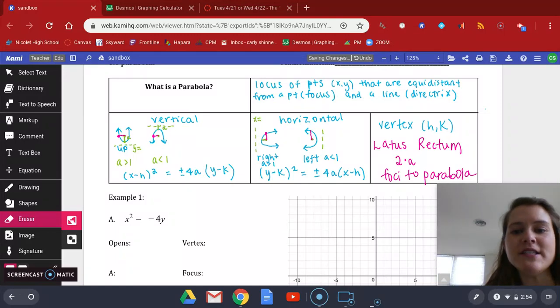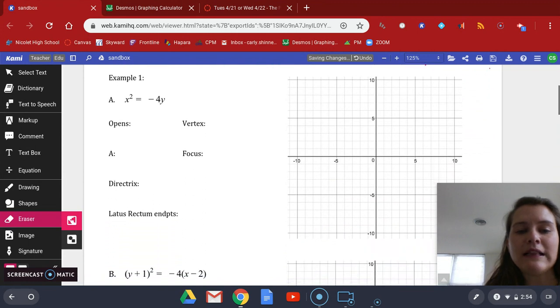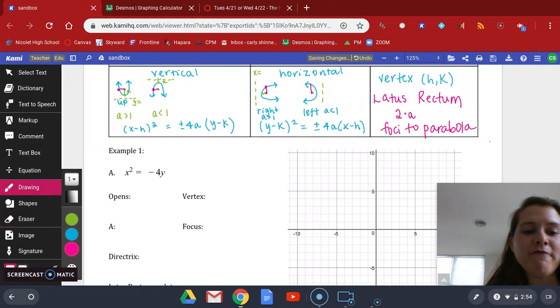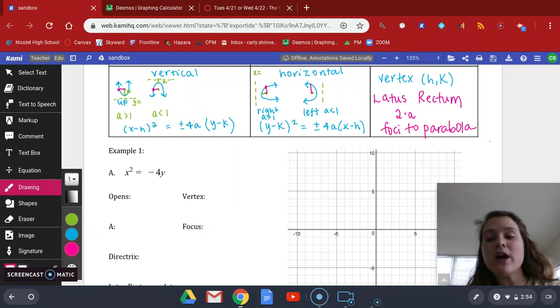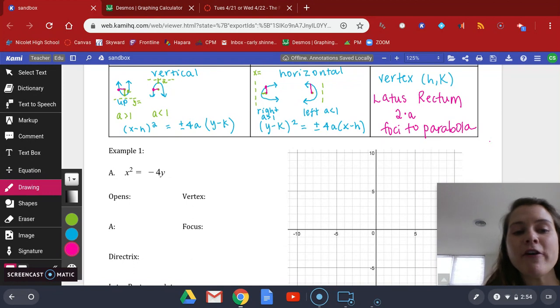All right, pre-calc friends, now that we've got some general notes on the parabola, let's see what this looks like in action, all righty? So my first example is x squared equals negative 4y. And so I first want to think about, will this open up, down, left, or right?